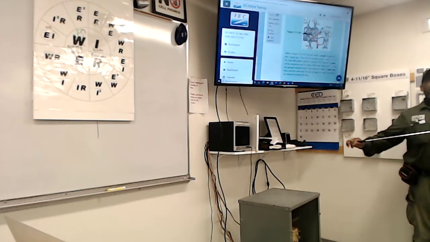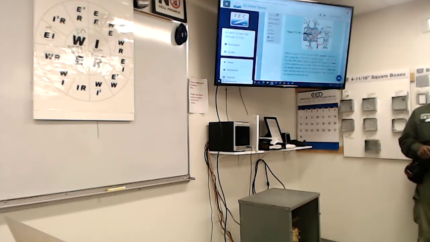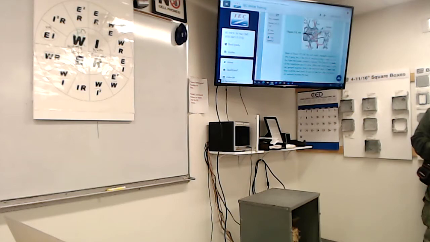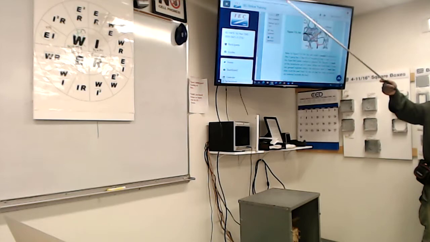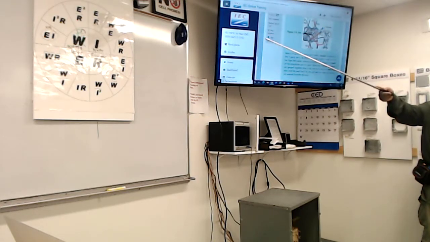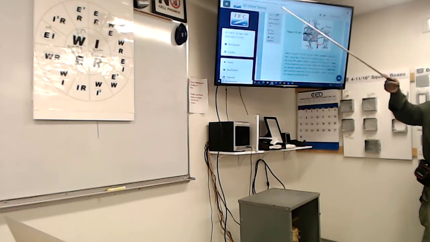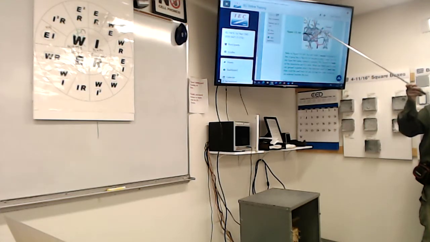Enrique, what are you talking about? Because where it's showing on the answer is only two number 10s. It is two number 10s, but the rule says that every wire that comes through the box, terminates in the box, or runs through the box gets counted based on the largest conductor in the box. What's the largest conductor in this box? Number 10. So I have to use the number 10 allowance, regardless. Does that make sense or no?